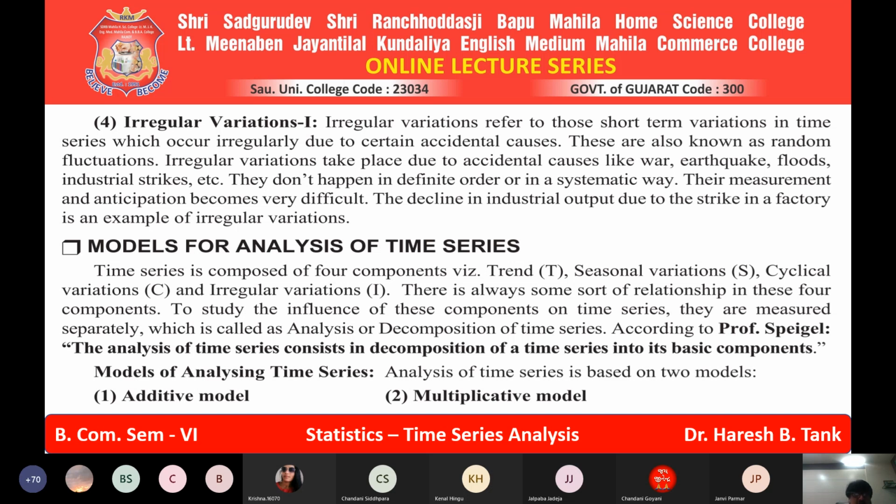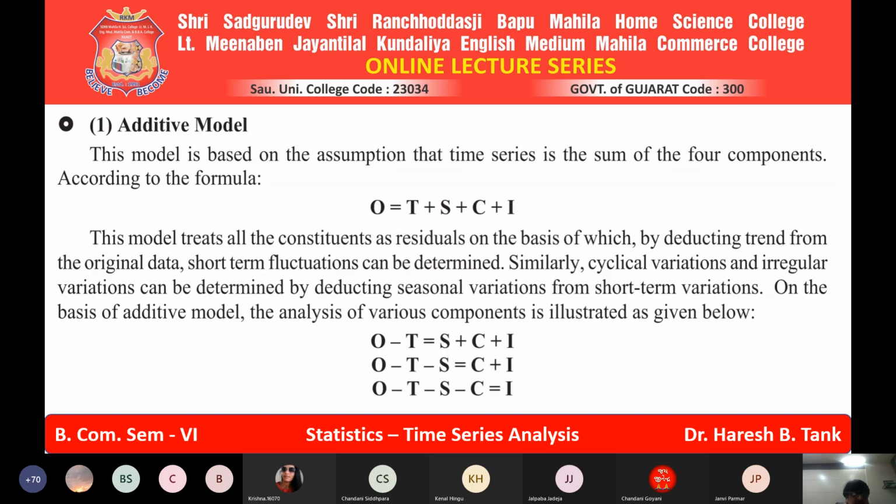Another model is the multiplicative model. In a multiplicative model, instead of adding, you multiply each of the components to get the final trend. That means you are using a multiplicative model. You can observe it this way. Final trend denoted with O, O is equal to T plus S plus C plus I.